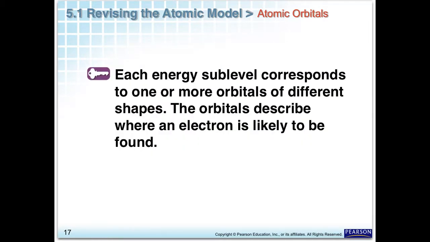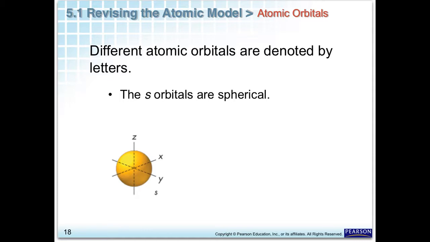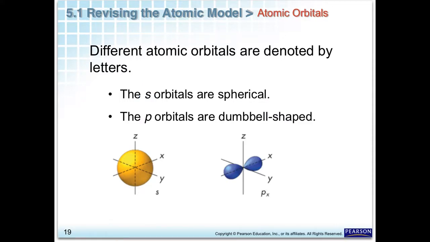So each energy sublevel gives us one or more orbitals of different shapes, and within these orbitals is where we find the electrons. There are different orbitals based on their different amounts of energy and which main level they're found in. The first type of orbital is an s orbital, and it's spherical, just round. There are p orbitals. The p orbitals are dumbbell shaped, with two little nodes, and both of these nodes are part of the orbital itself.